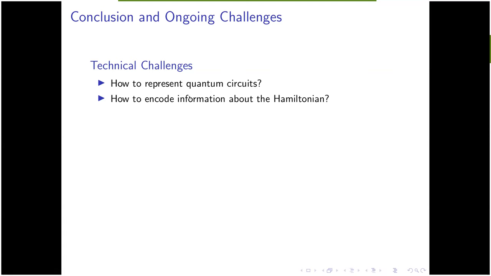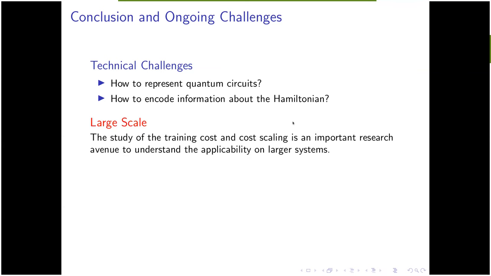Also, this is an interesting question: how can we encode information about the Hamiltonian? Because it would be nice if our method could generalize or transfer the knowledge to some other problems. But to generalize or to transfer knowledge, we have to incorporate the information about the Hamiltonian. And this is also not obvious how to do. But I think that the ultimate goal is the study of the training cost and cost scaling, to understand the applicability of those methods on larger systems, right?